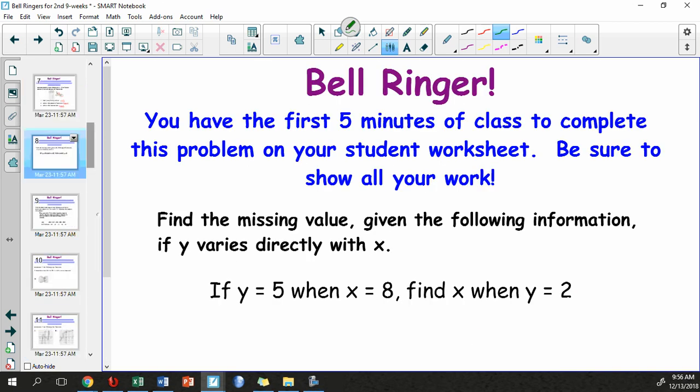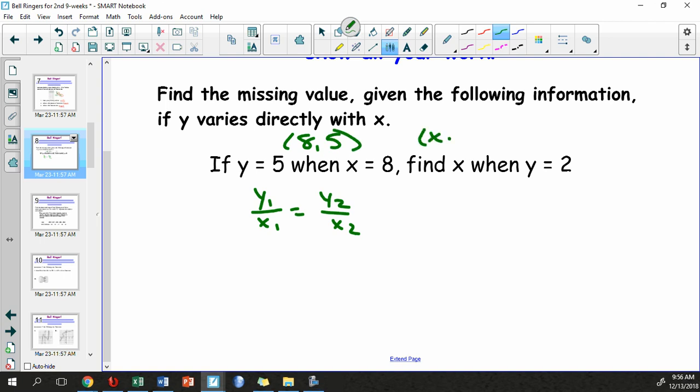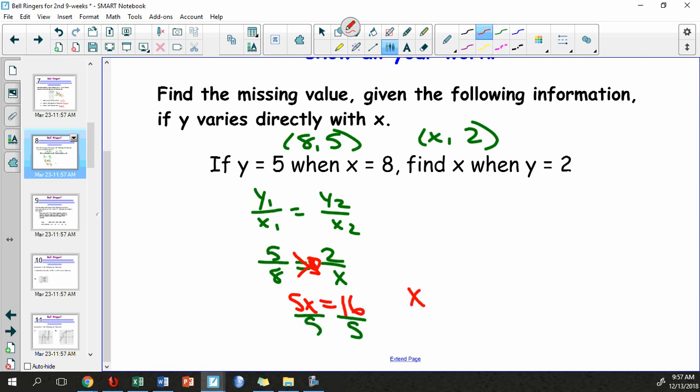Okay, so moving right along here, it says find the missing value given the following information if y varies directly with x. So this is what you had: y1 over x1 is equal to y2 over x2. So the very first thing I'm going to do is put this in an ordered pair, (8, 5), and then find x when y is 2. So you're just going to simply plug and chug. 5 over 8 is equal to 2 over x. And then we cross multiply. 5x is equal to 16. Divide by 5. x is equal to 16 over 5.